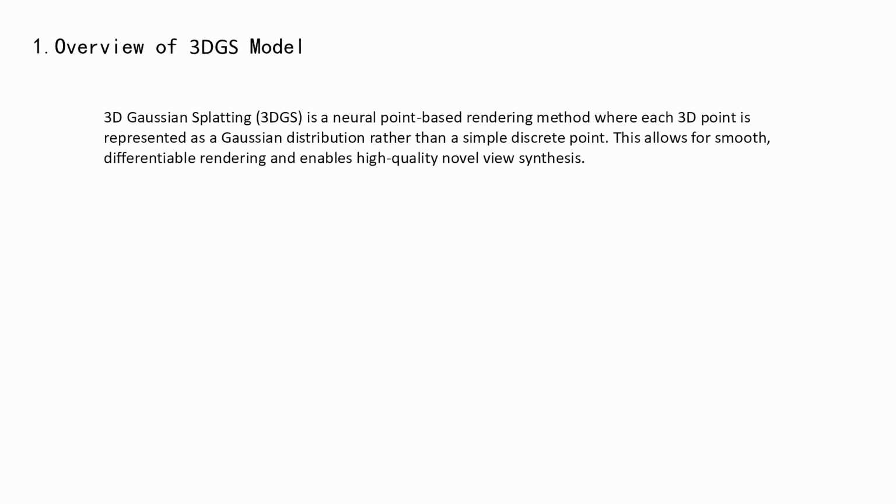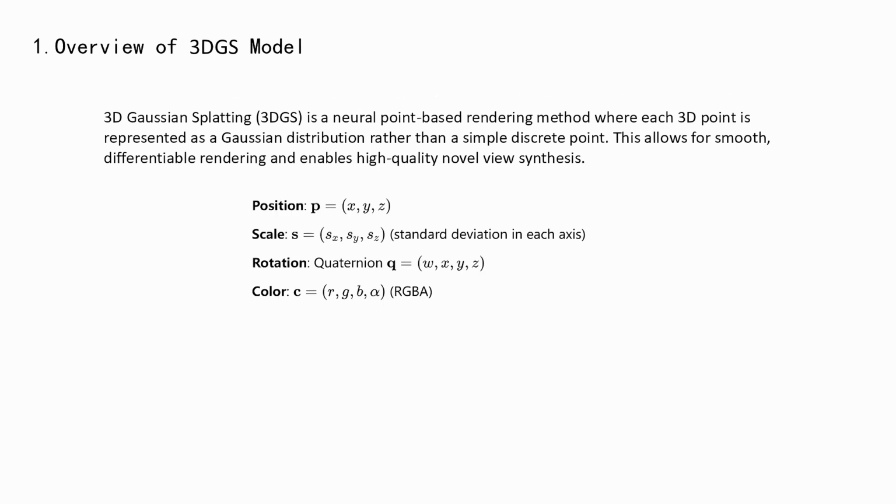3D Gaussian Splatting is a neural point-based rendering method where each 3D point is represented as a Gaussian distribution rather than a simple discrete point. This allows for smooth, differentiable rendering and enables high-quality novel view synthesis. The model represents each point using as follows. Each point is projected into 2D space using a Gaussian function, allowing smooth interpolation and blending in image space.